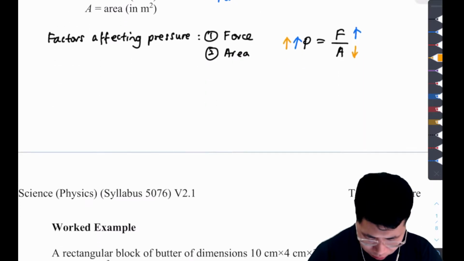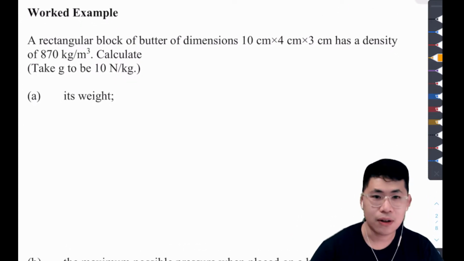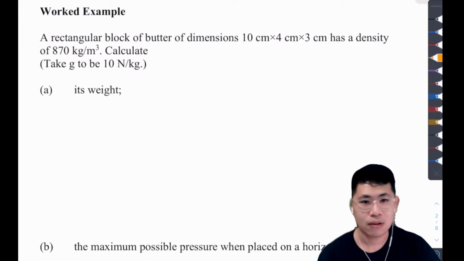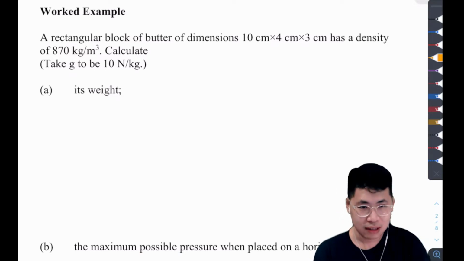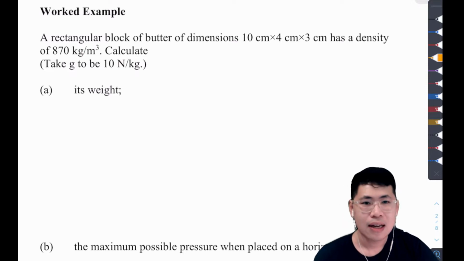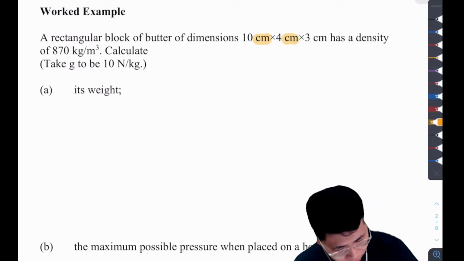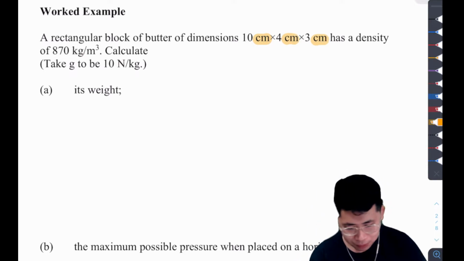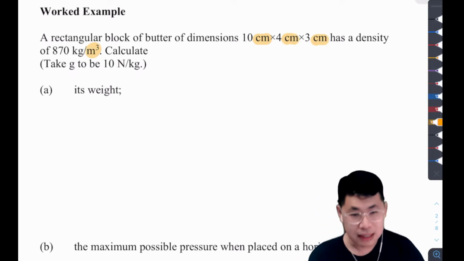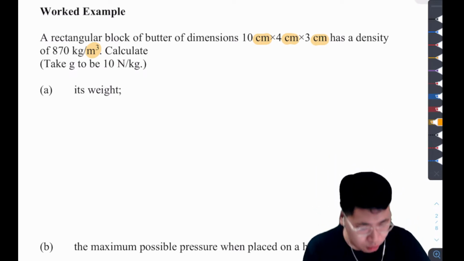Now, without further ado, let us take a look at the worked example over here. We have a rectangular block of butter of dimensions 10, 4, and 3 cm, with density given. Take note, we have to be sensitive to the units. Over here, this is in cm. The density over here is in meters cubed. First we need to calculate the weight.